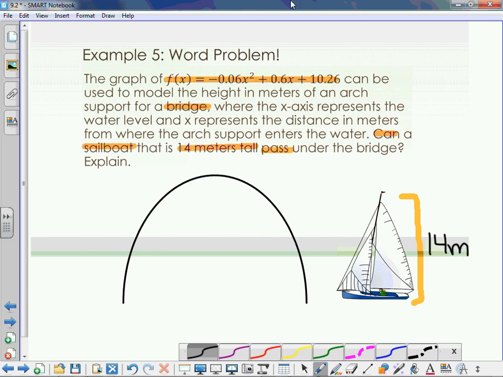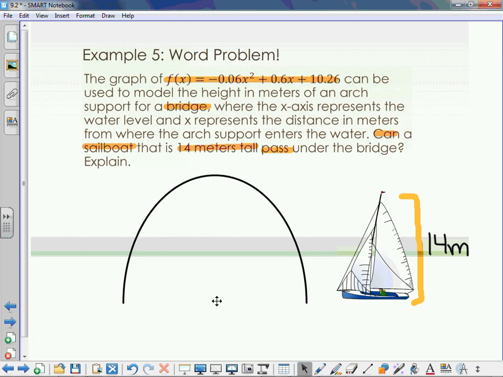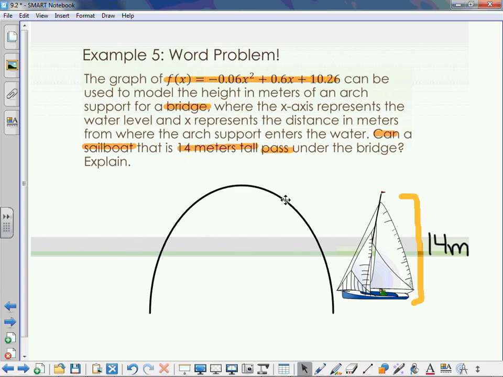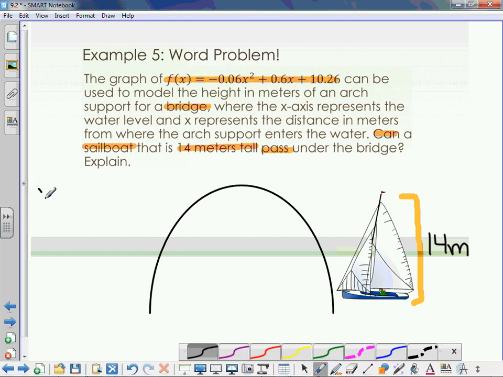In order for that to happen, we need to know how tall the bridge is, to see if it can pass under the tallest point. To do this, we're going to do the 3 steps from before. First, we are going to find the x coordinate of the vertex. So we're going to do x equals negative b, which is negative 0.6, over 2 times a, which is negative 0.06.